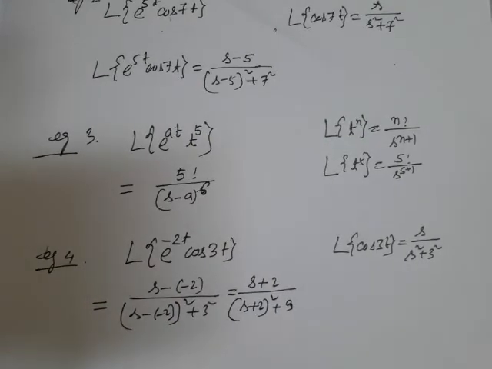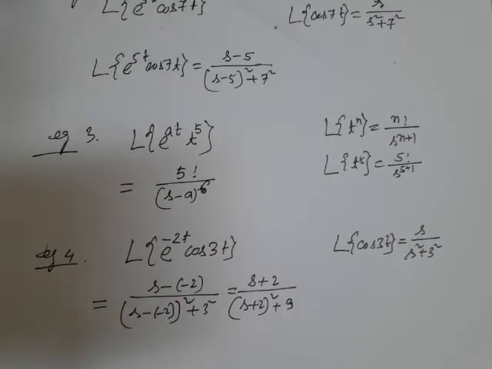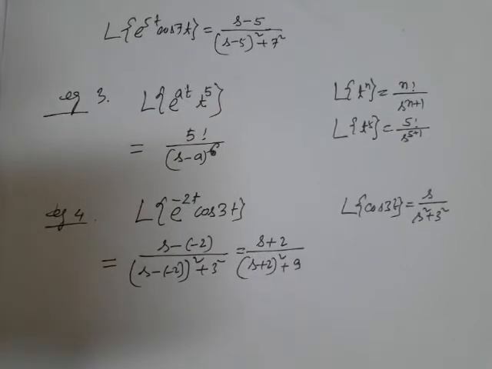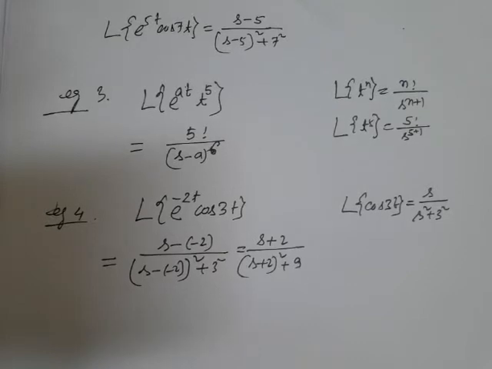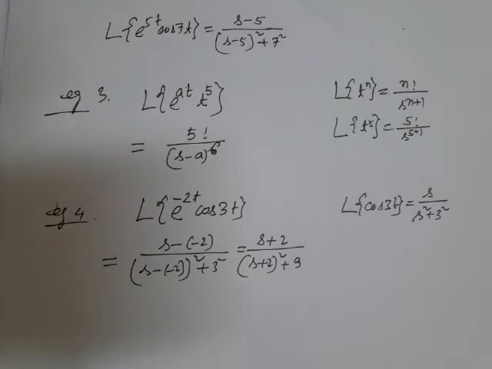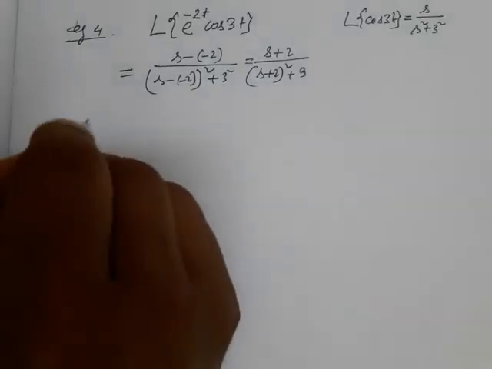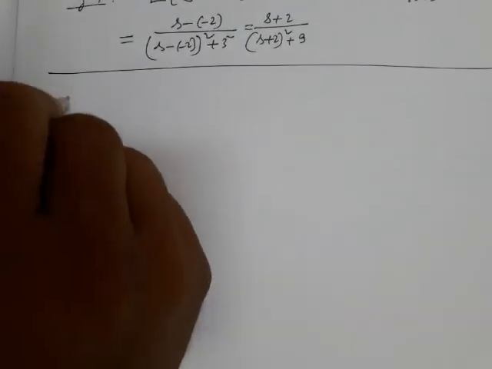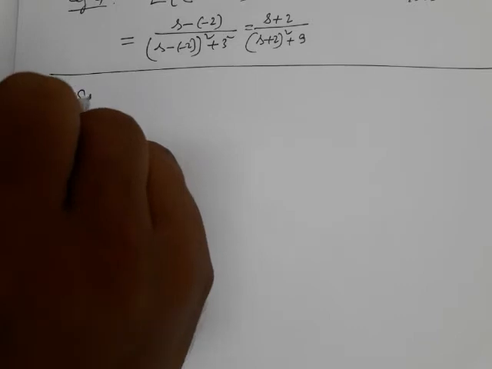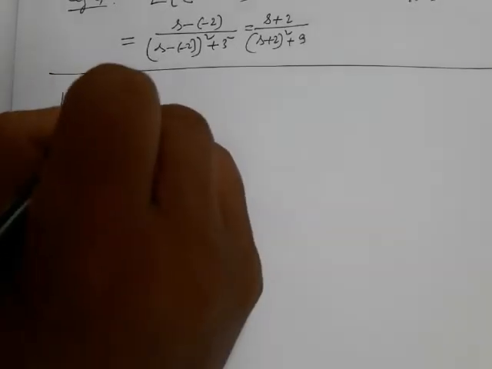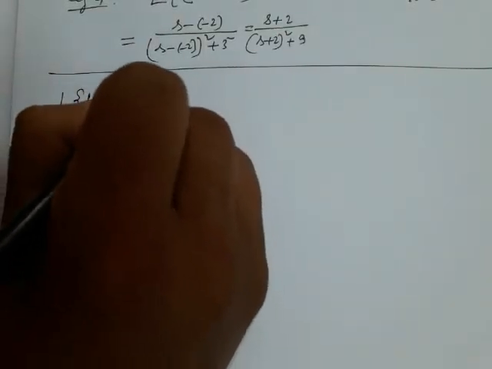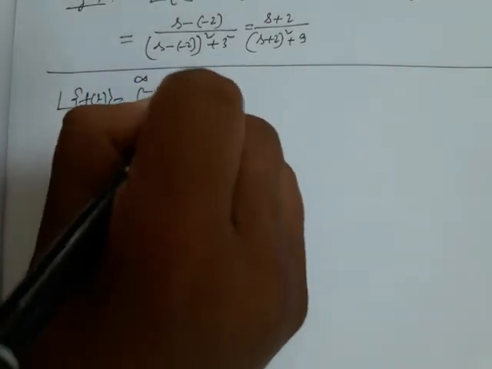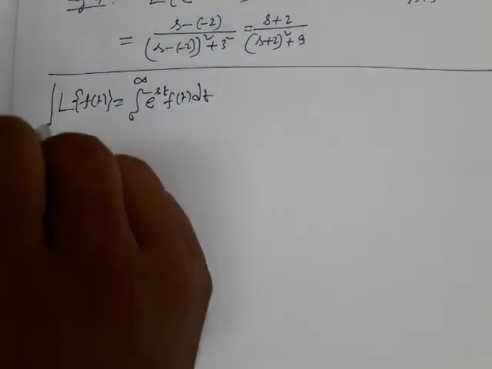So what we have learned here is the formula for Laplace transformations and two properties: one is called the linear property and another is called the first shifting property. Now the summary of this class is, first, the formula for Laplace transformation: L{f(t)} equals the integral from 0 to infinity of e to the power minus st f(t) dt. This is the formula.